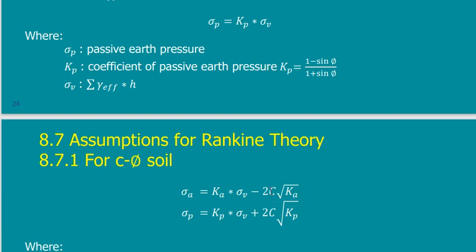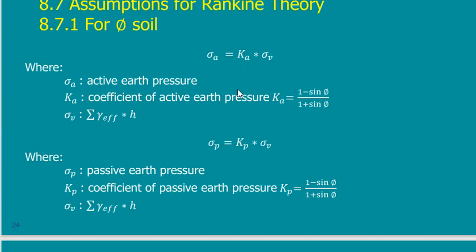That's why I told you that you cannot use this equation for a c soil. If you have a c soil, it means that from top to bottom there will be a full separation between the soil and the wall. But if I have both c and phi, it means that phi will have an effect.